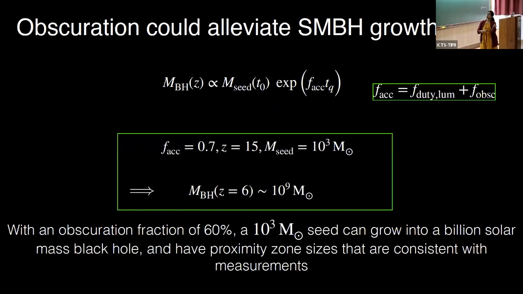We then tried to work around this problem by introducing what's called the accretion duty cycle. This accretion duty cycle is now a sum of the luminosity duty cycle, which is basically the duration for which the supermassive black hole is accreting and is visible to us as a quasar.